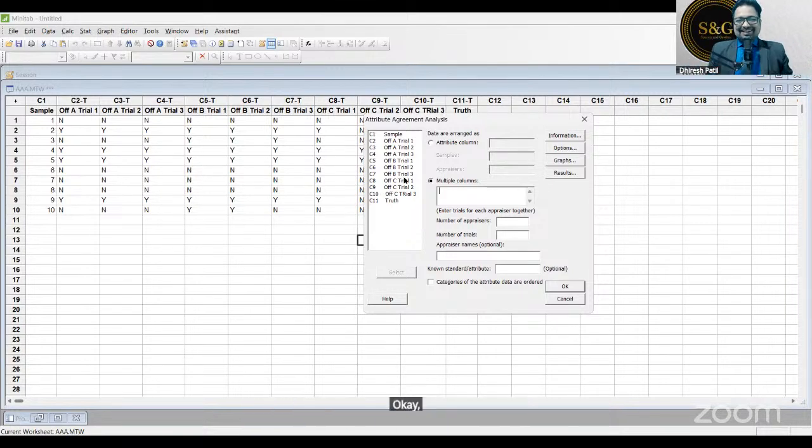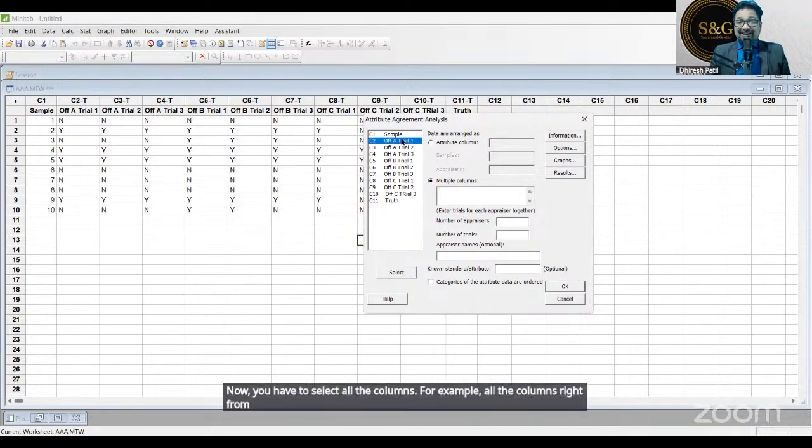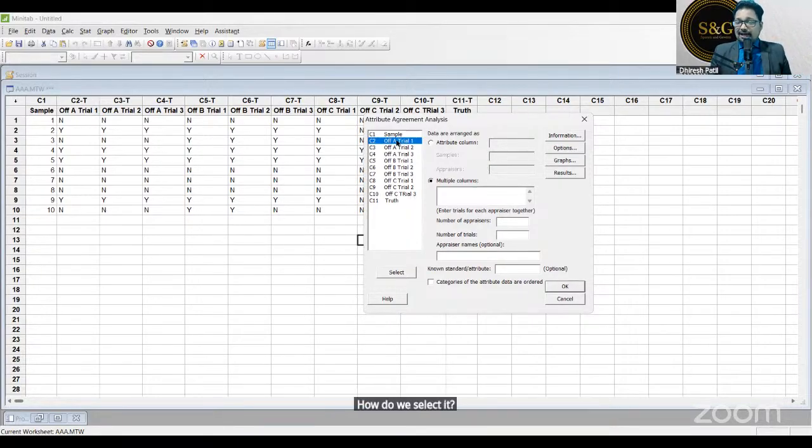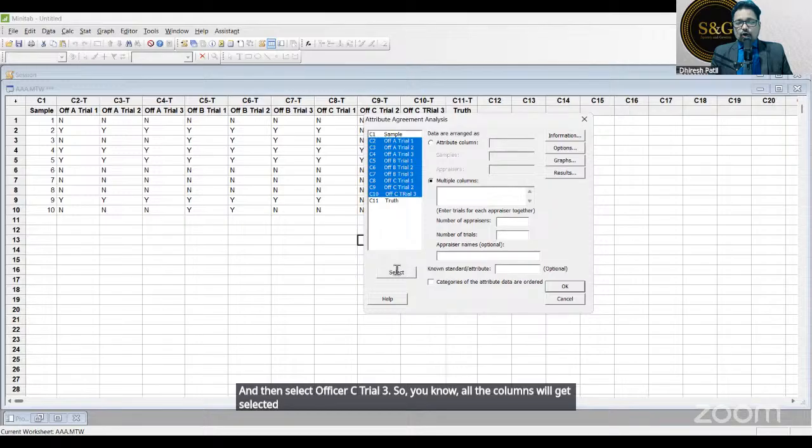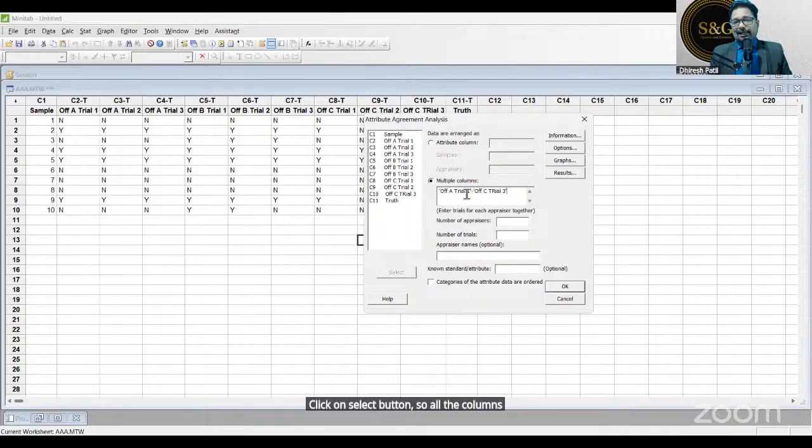Anyway, so in multiple columns, just once you click on that, now you have to select all the columns. For example, all the columns right from officer A trial 1 to officer C trial 3. How do we select it? Select officer A trial 1, click on shift. Now follow this. Select officer A trial 1, which is column number 2, press shift and then select officer C trial 3. So all the columns will get selected, and just click on this select button here. Click on select button. So all the columns will get selected.